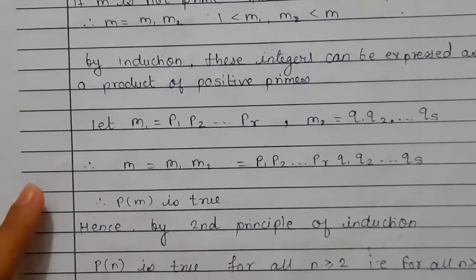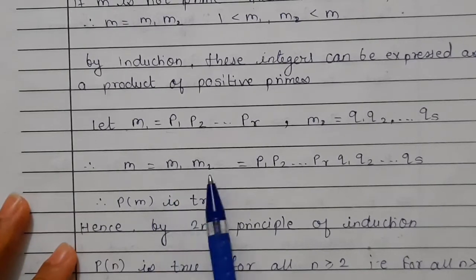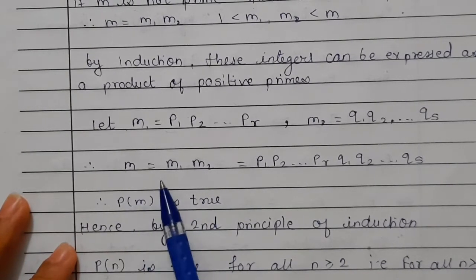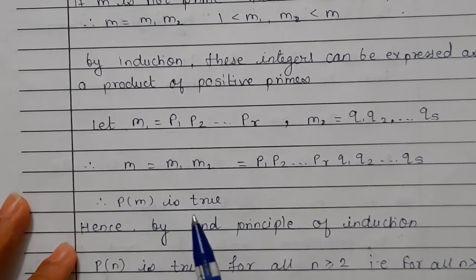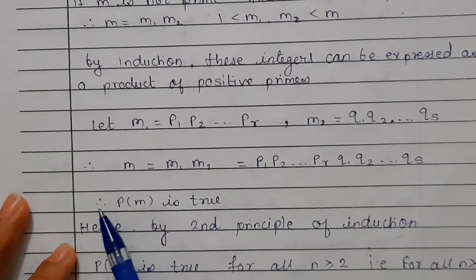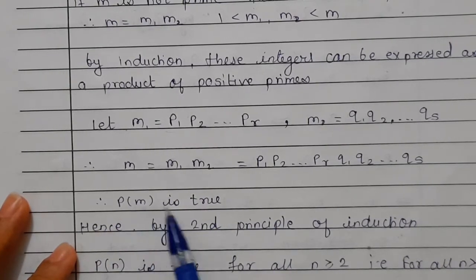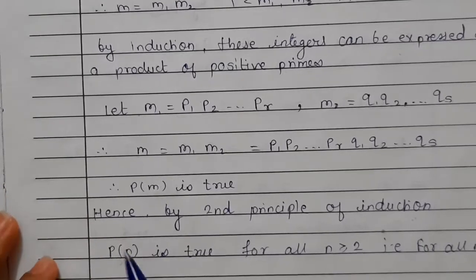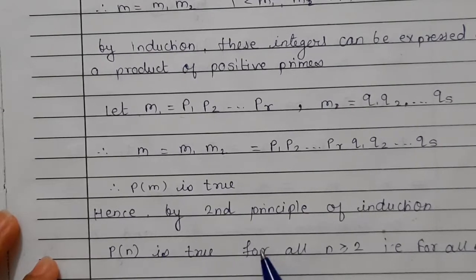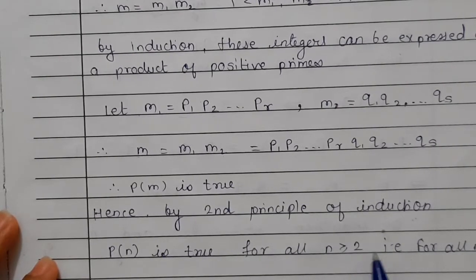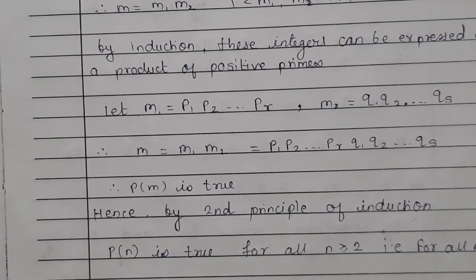Okay, so from this we write, m is in the form of a product of positive primes, that's why the result P(m) is true. Hence, by the second principle of induction, we say P(n) is true for all n greater than or equal to 2, means for all n greater than 1 P(n) is true. Okay, this is our first case.